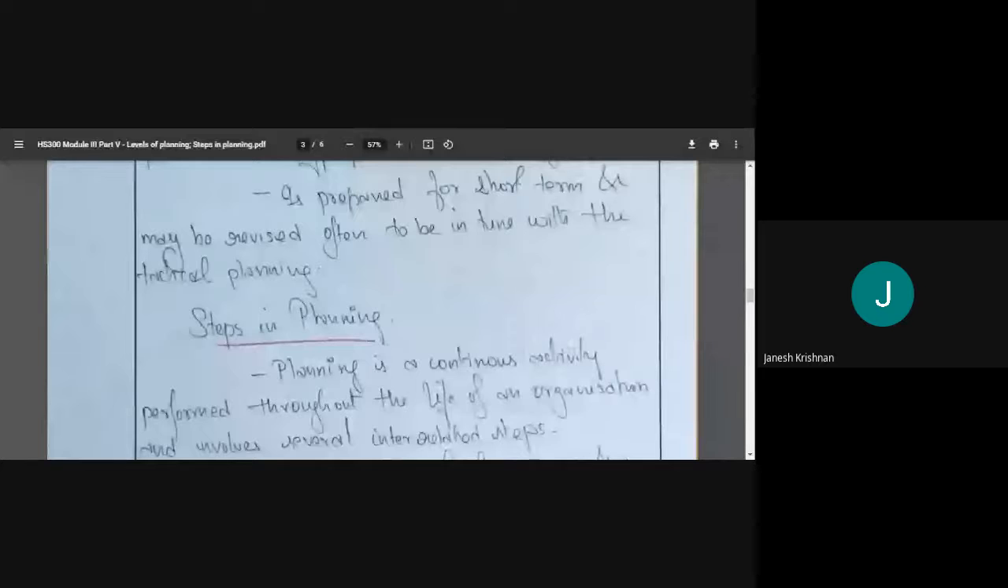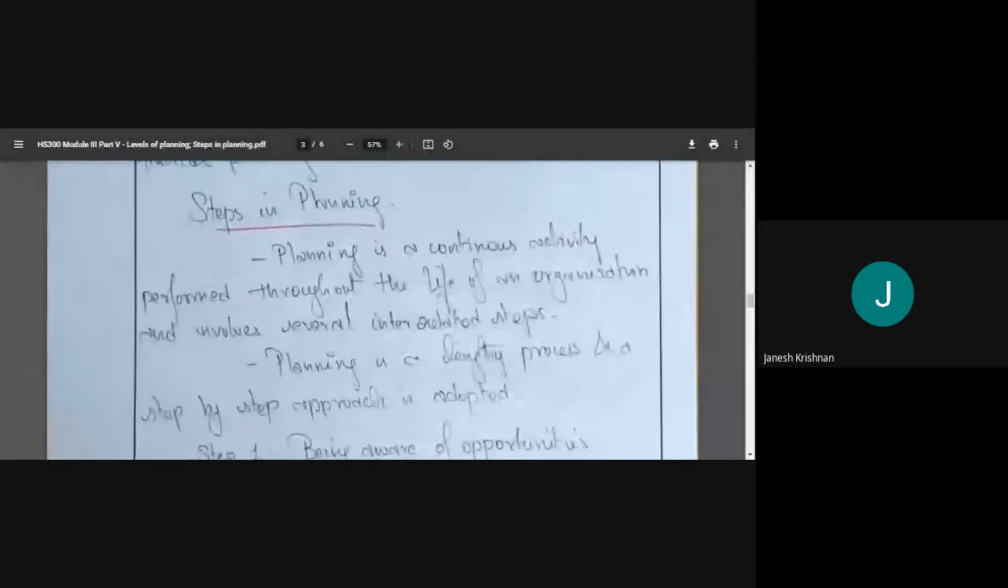The next topic was steps in planning. So how do we perform planning? What are the different steps in planning? Planning, as we know, is a continuous activity. We produce plans throughout our life, right? There are several interrelated steps. Planning is a lengthy process and a step-by-step approach is adopted. As long as an organization is there, planning has to be done, and it has many interrelated steps.